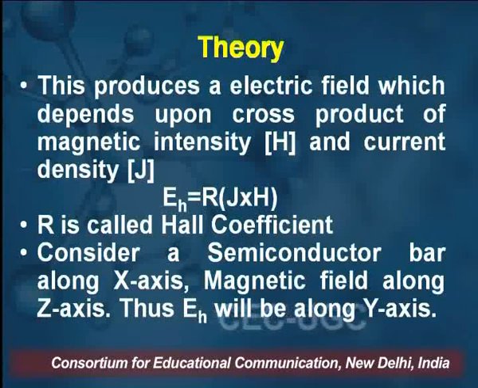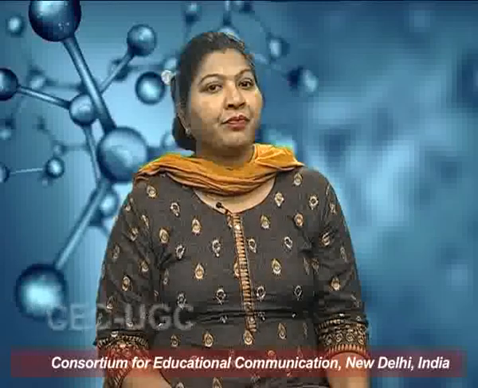Here we consider a semiconductor bar, where the current is applied along the x-axis, the magnetic field is along the z-axis, then EH will be along the y-axis. So we can find the electric field along the y-axis, and we see that these three, x, y and z, are mutually perpendicular to each other. If we apply the current in the x direction and the magnetic field in the z direction, then in the y direction we can get the potential difference or voltage developed across the semiconductor.